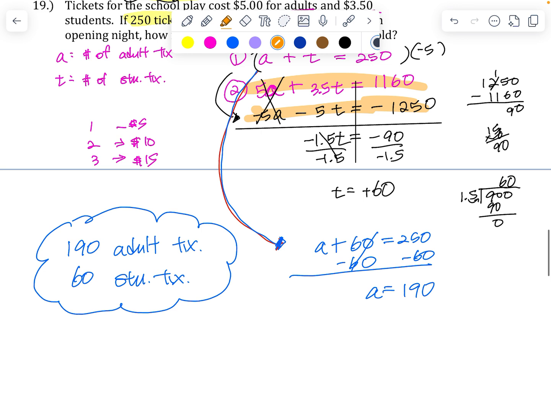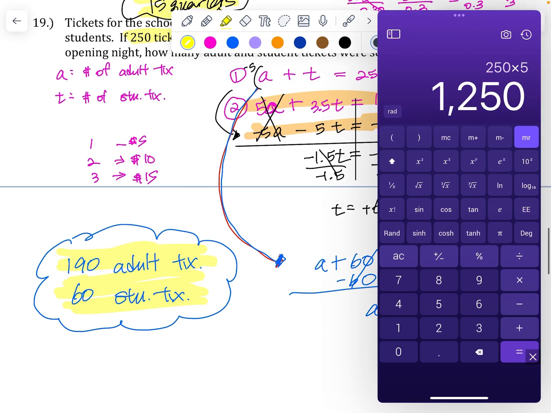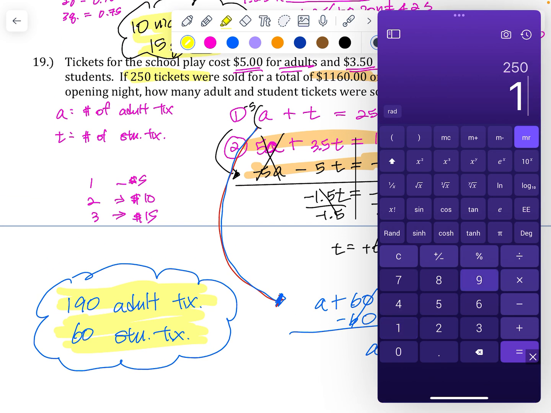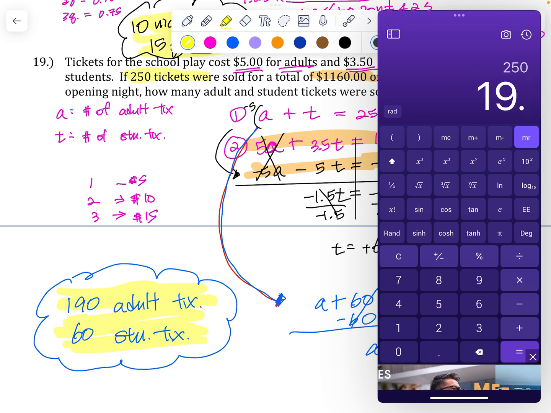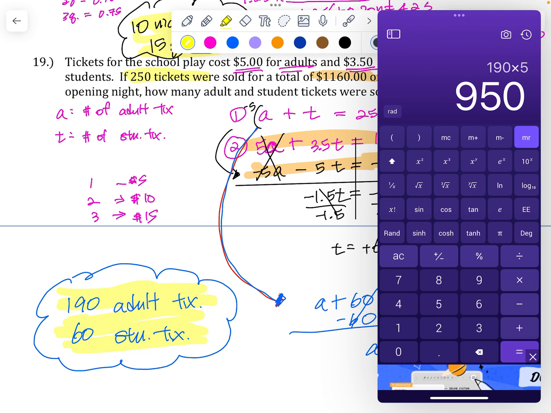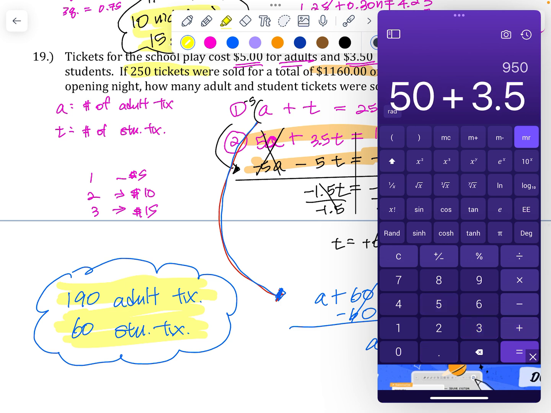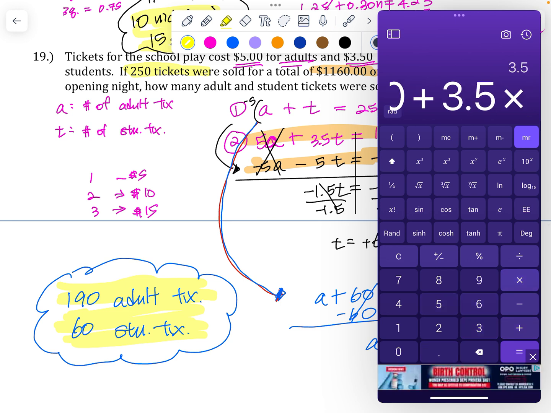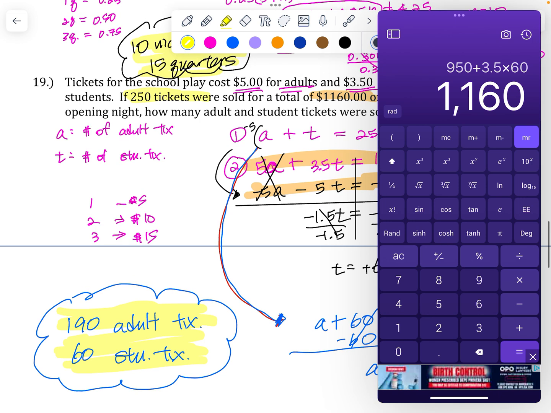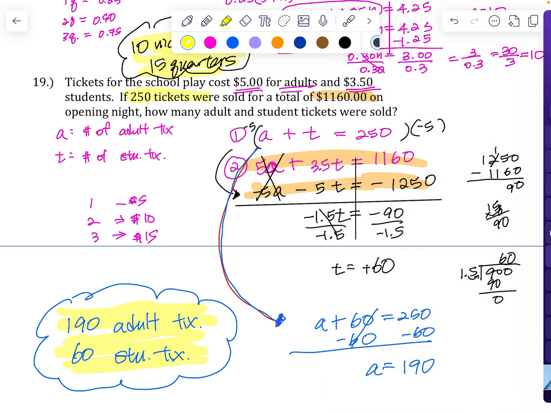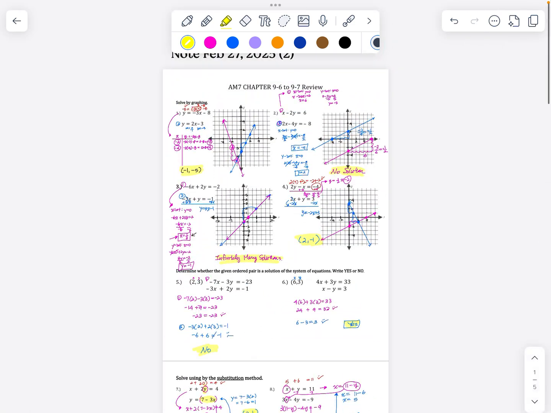Just for the sake of time, because the bell is going to ring soon, and I don't want the bell to ring on you, I'm going to check the answers using my calculator. So 190 adult tickets, and it's $5 each. Oopsie daisy. Miss Ying keeps pressing the wrong button. How do I go back? I'll just start over. 190 times $5 each ticket comes out to $950. Plus $3.50 per student ticket, and there are 60 of them. So the total comes out to $1,160, and that was the total amount. So that's it. That brings us to the end of the review packet.